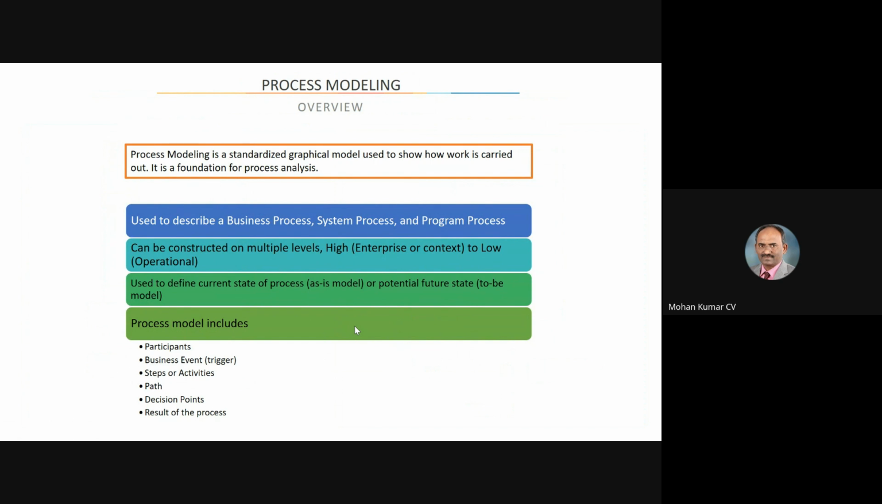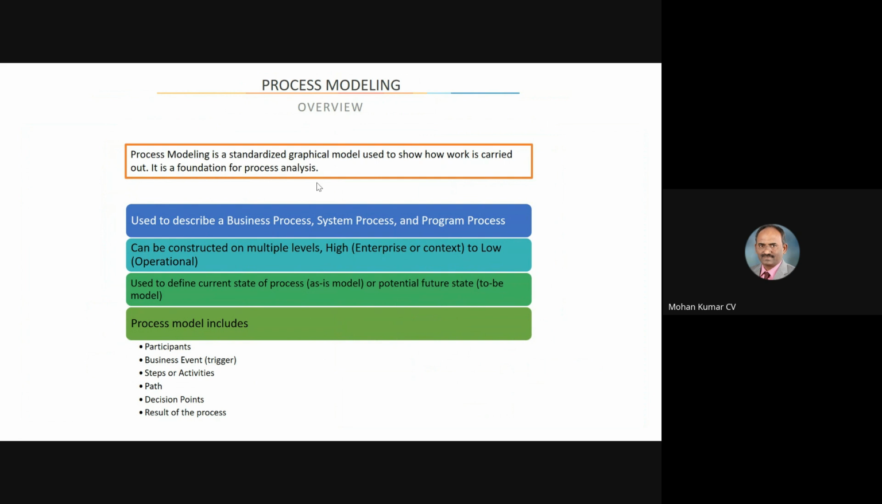Now, process modeling is a standardized graphical model used to show how work is carried out. It is a foundation for process analysis. Whenever you are looking at process modeling, you need to know what the inputs are, what steps you follow in the process, and what the outputs are. A standardized graphical model is called process modeling, used to describe a business process, system process, or program process, whatever you are doing. If you have a business process, we'll see how that diagram works out.